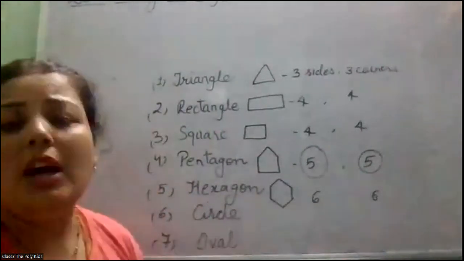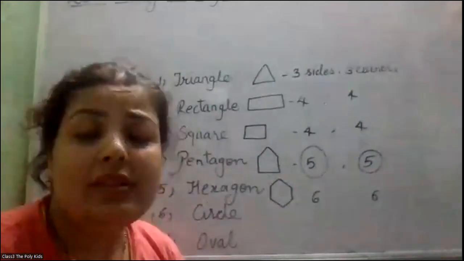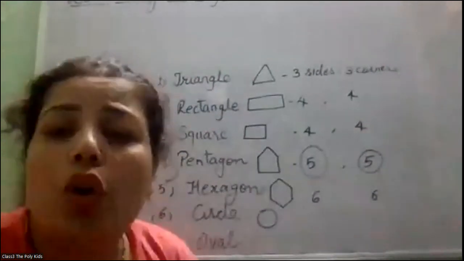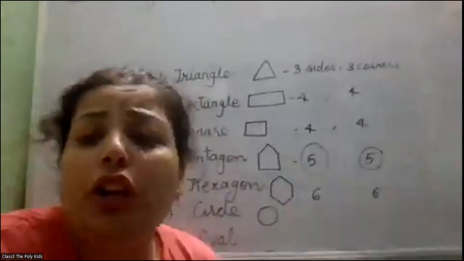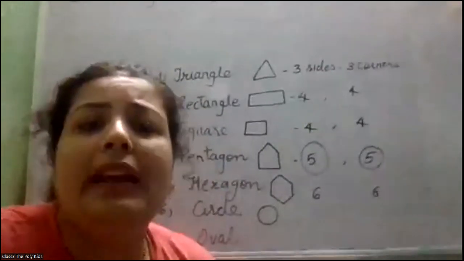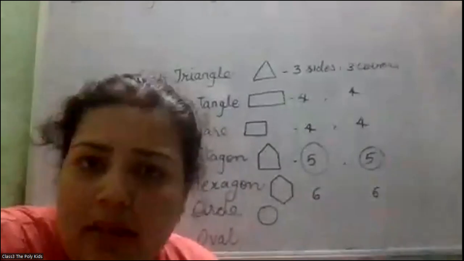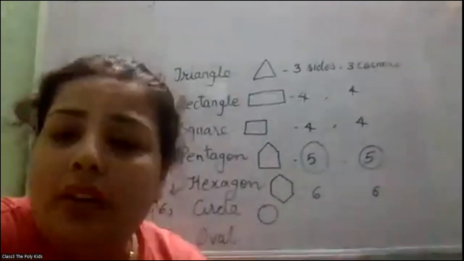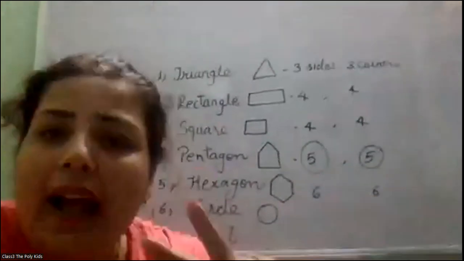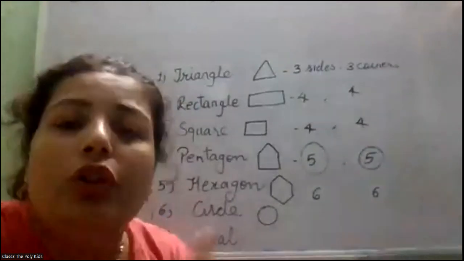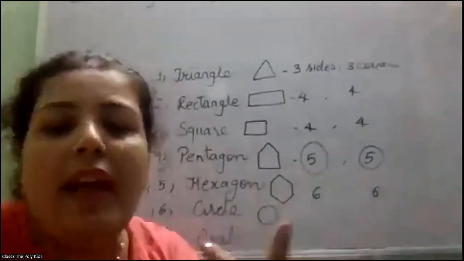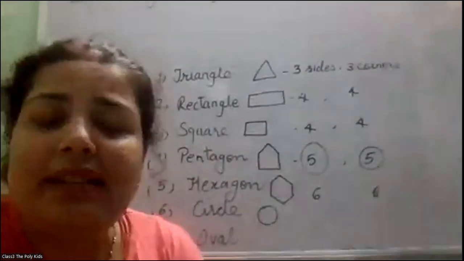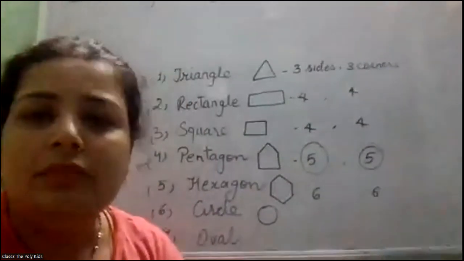Okay, now we will talk about a circle. I told you at the start of the class that a circle has no sides and no corners. Why? Because we will not use a scale for making the circle. If there is no line, there are no corners. No edges, no vertex will be there when there are no sides. So it has 0 sides and 0 corners. All right, got it?